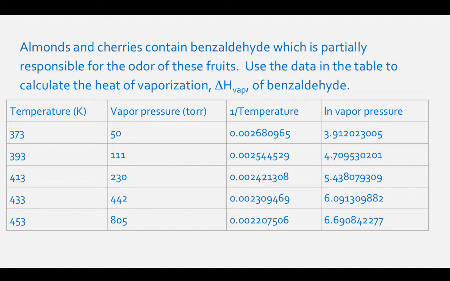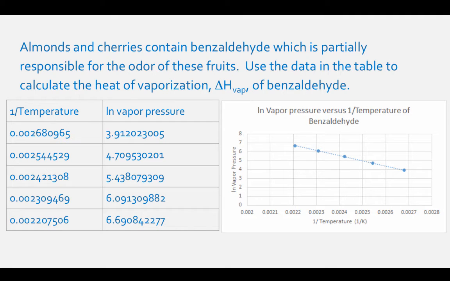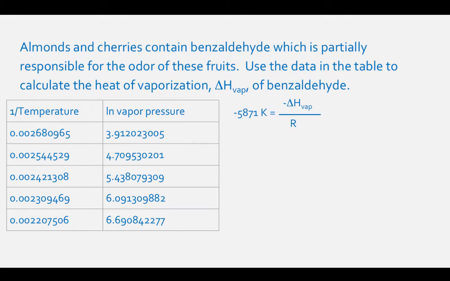The units of this graph will work out because when you take the natural log of a number, it becomes unitless. So the units on the graph are 1 divided by Kelvin, and the units of the slope are Kelvin. The equation of the linear line that we got was y equals negative 5,871x plus 19.651. So the slope of the line is negative 5,871 Kelvin, which equals the negative of the heat of vaporization divided by the gas constant.